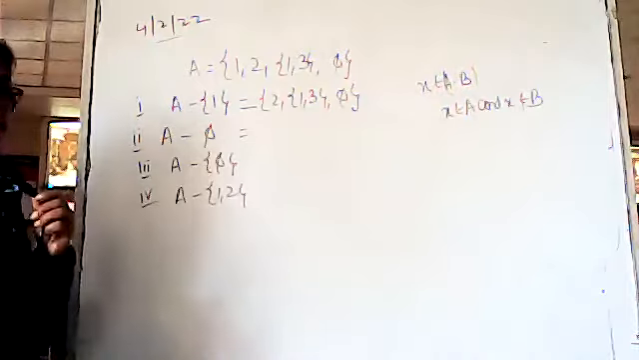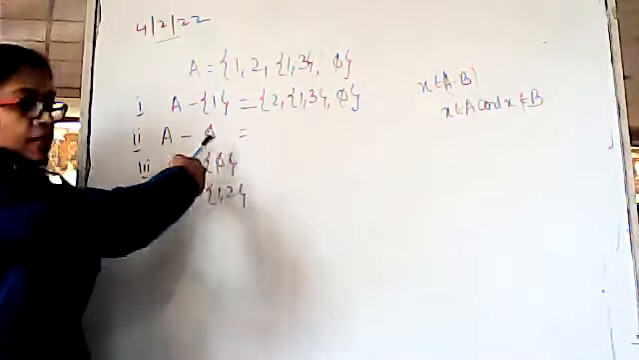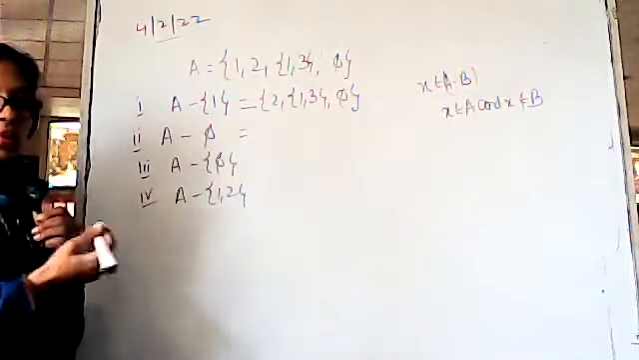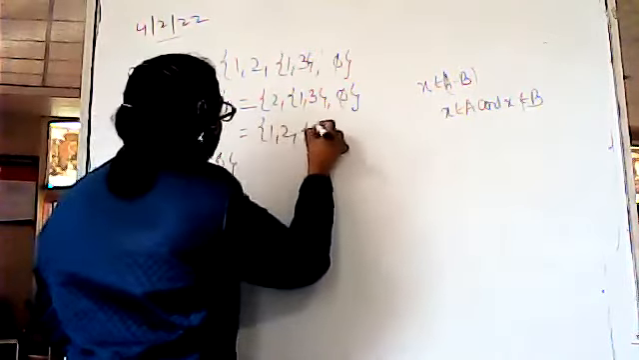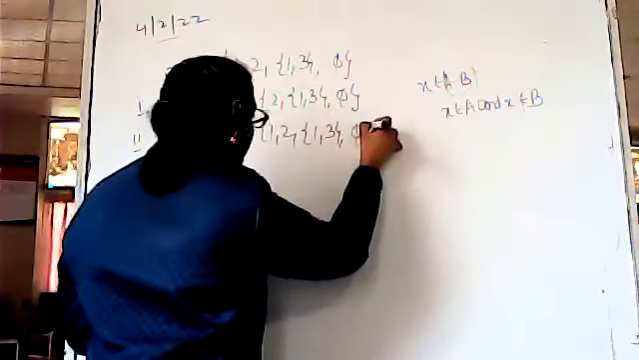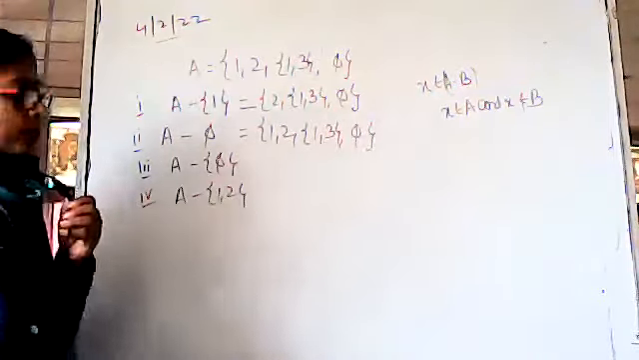Second, A minus 5. Now this 5 is nothing. This is A minus 5. We are to subtract nothing from the set. It will be again 1, 2, 1, 3 and 5. This 5 will remain same.